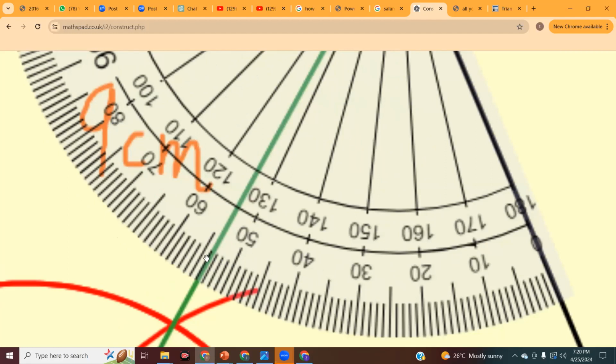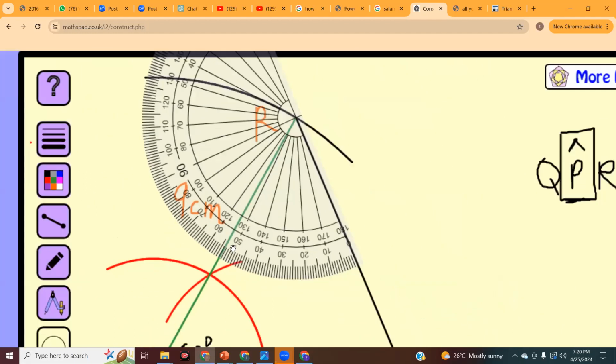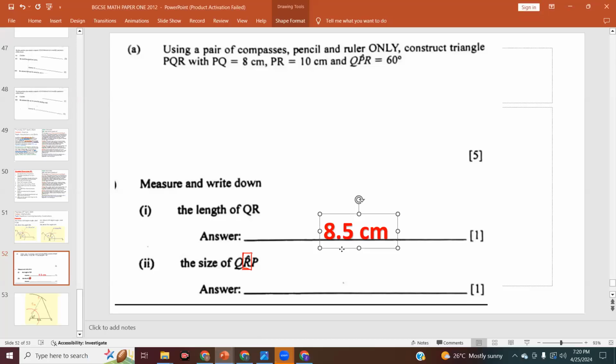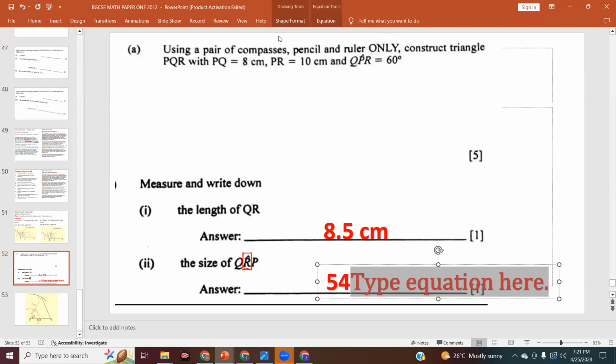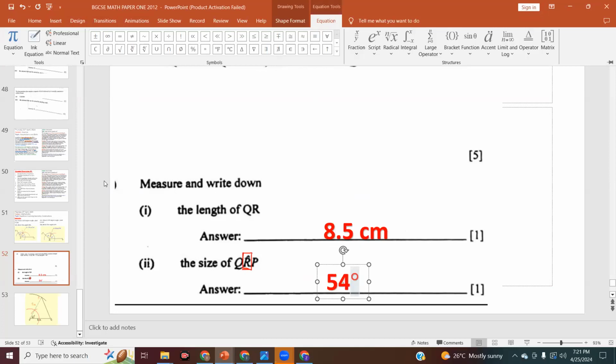Did you all see that? Do you all see it? Yes, that it's on 54? Good. So the angle R is going to be 54. Did anyone else get 54 when they measured it on their own? No one got 54? Or y'all still measuring? 54 degrees. So it's going to be 54 degrees, write it down.